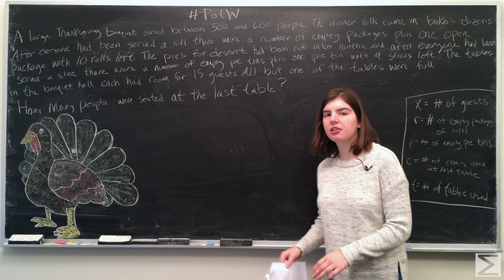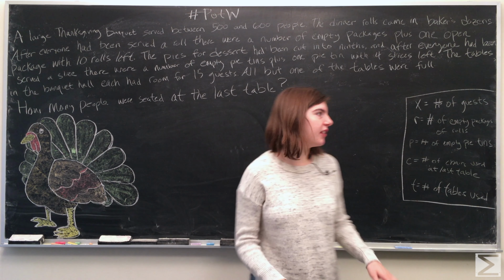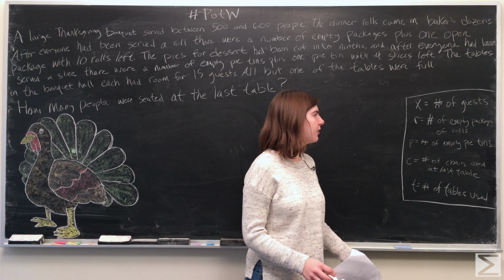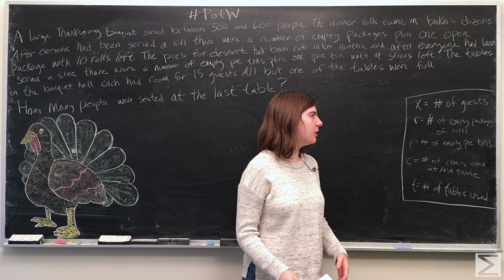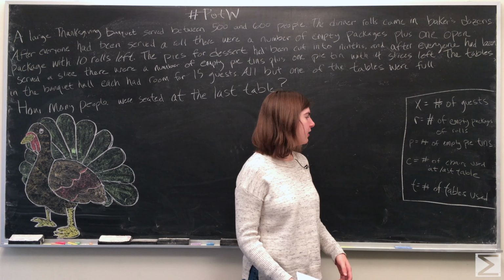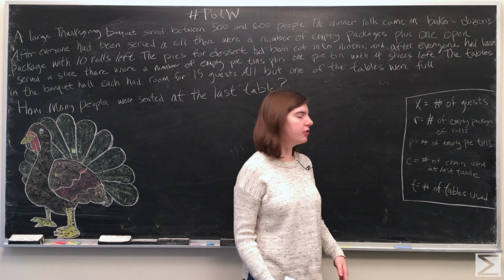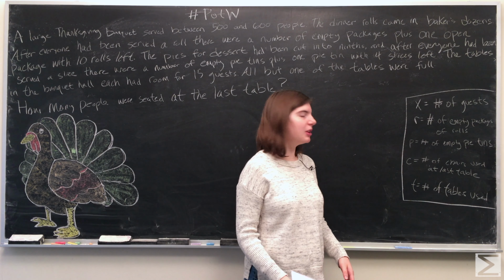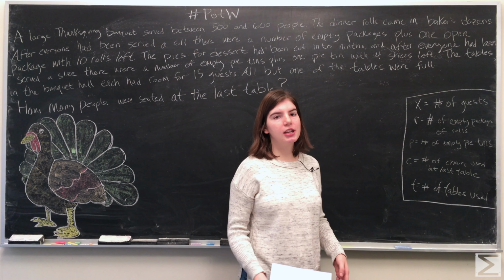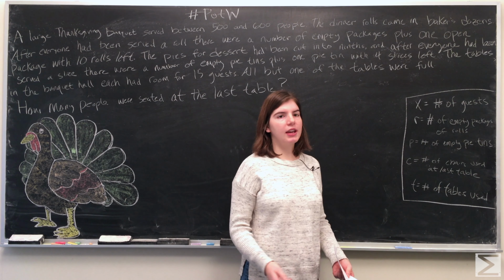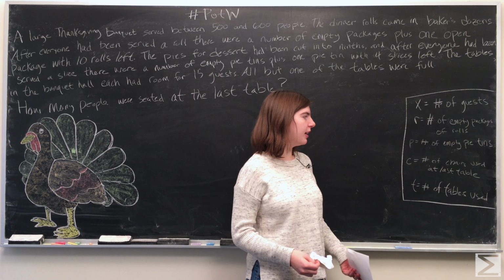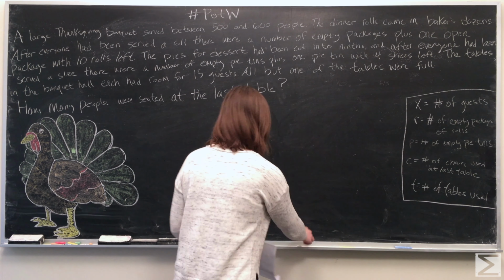All right, in this problem we have a lot of unknowns, so we're just going to assign a variable for each unknown. We'll let x equal the number of guests, r equal the number of empty packages of rolls, p the number of empty pie tins, c the number of chairs used at the last table, and t the number of tables used. Using these variables, we can write the number of guests in terms of the rolls, the pie tins, and the tables.